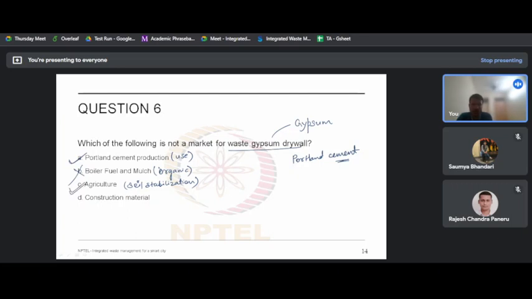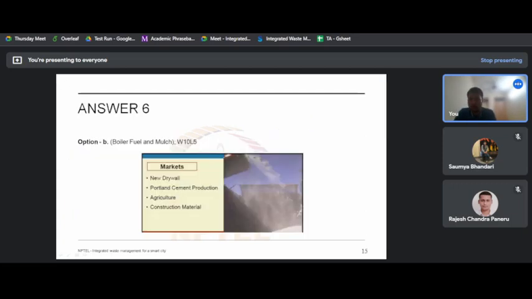And construction material, we can use it because we are using it in cement, so indirectly it contributes to construction also. And we can also use gypsum directly, so we can crush it down and again convert it to drywall and plastering material. So D is also correct. Here we are concerned with which of the following is not a market. Boiler fuel and mulch we cannot use. The primary material that will go into use is wood. So option B, boiler fuel and mulch. You can refer to the 5th lecture of this week for this question. So where all gypsum can be used?